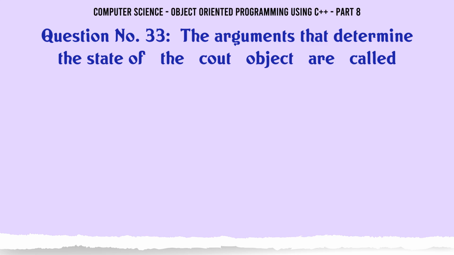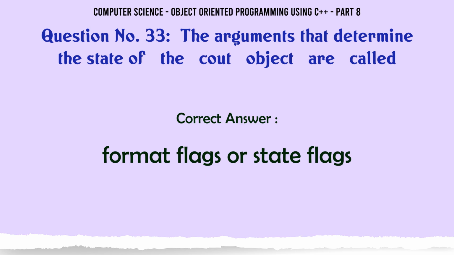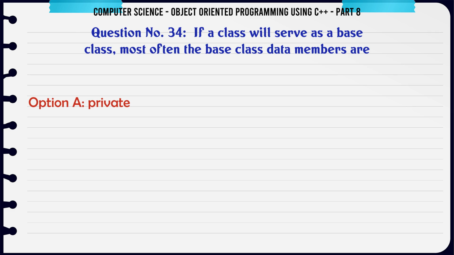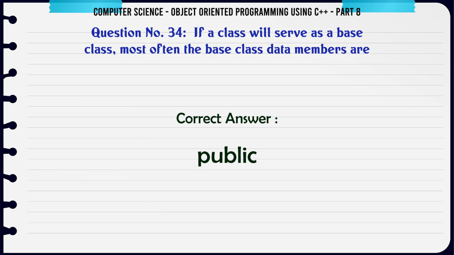The arguments that determine the state of the cout object are called A. Classes. B. Manipulators. C. Format flags or state flags. D. State controllers. The correct answer is format flags or state flags. If a class will serve as a base class, most often the base class data members are A. Private. B. Protected. C. Public. D. Polymorphic. The correct answer is public.